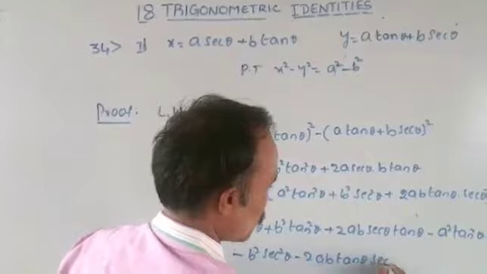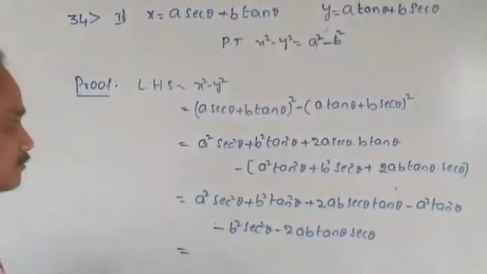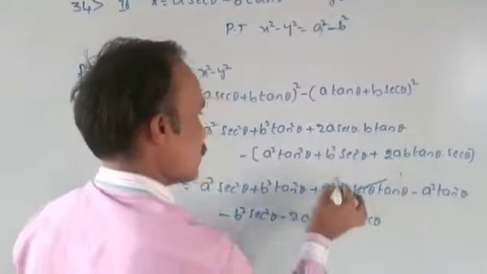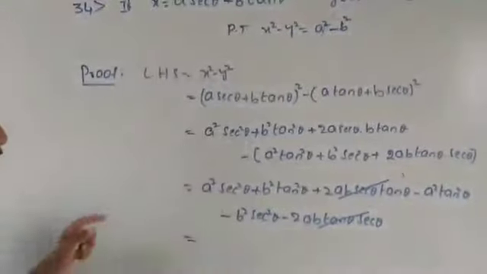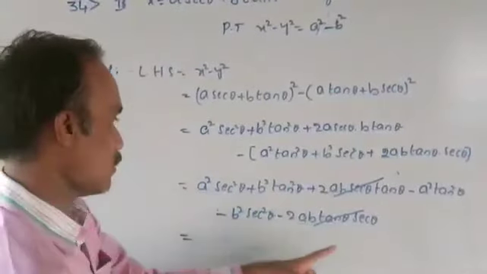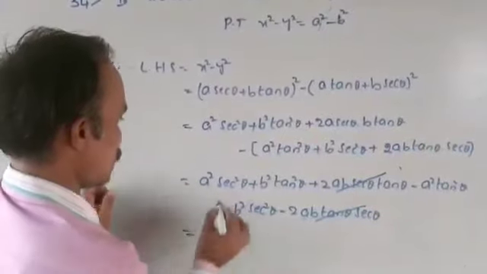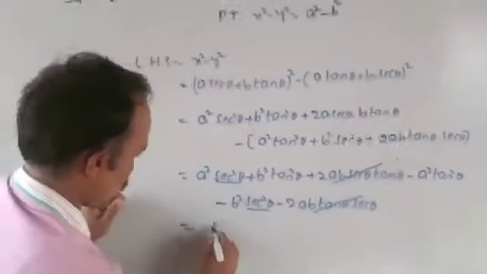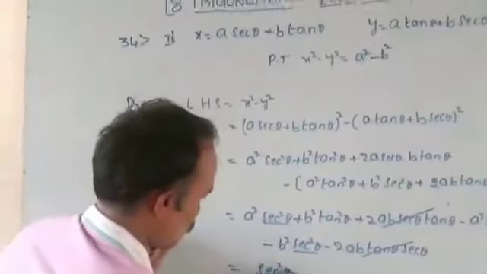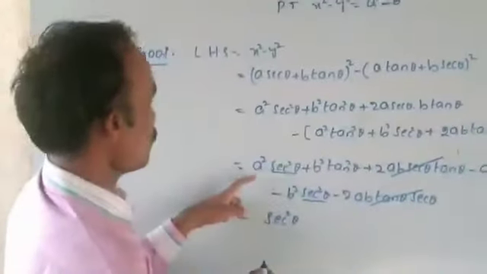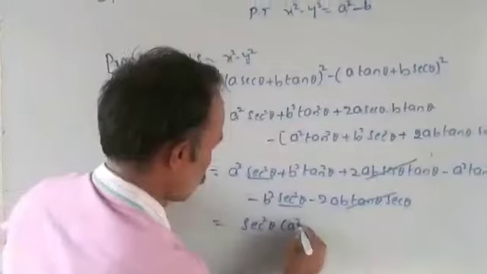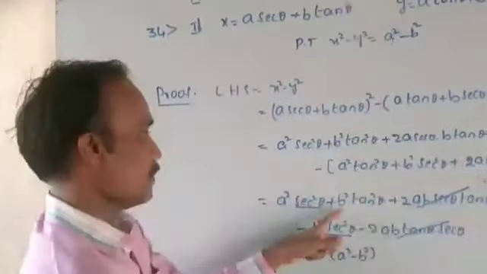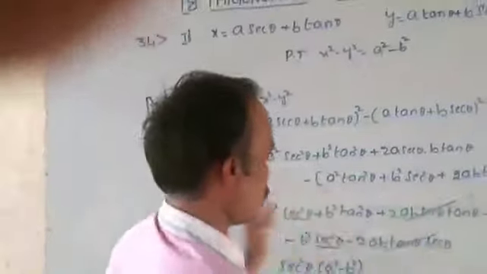Yes, any cancellation? Yes, 2ab tan theta secant theta plus 2ab tan theta secant theta gets cancelled. Next, a square secant square theta minus b square secant square theta. Here you take secant square theta as common, so remaining a square minus b square. Next, b square tan square theta minus a square tan square theta.